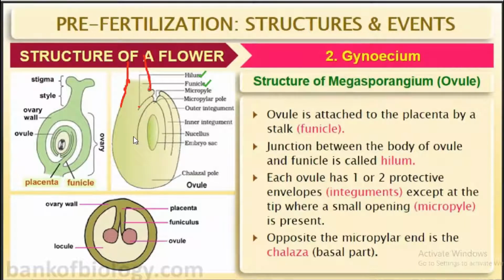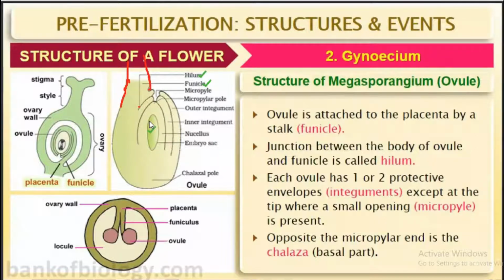Then inside the ovule, we can see the embryo sac. Actually, this is the embryo sac or female gametophyte. Inside the ovule, the female gametophyte is produced. While comparing to the microsporangium, pollen grains are produced inside the microsporangium. Pollen grains are otherwise known as microspores, that we know already.